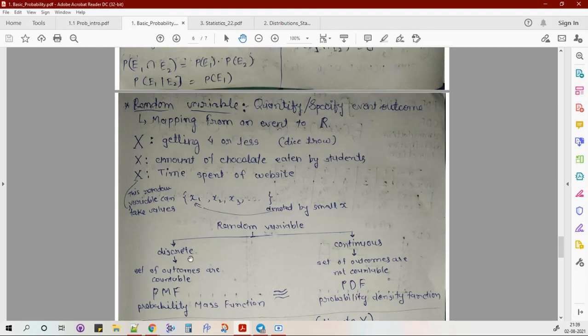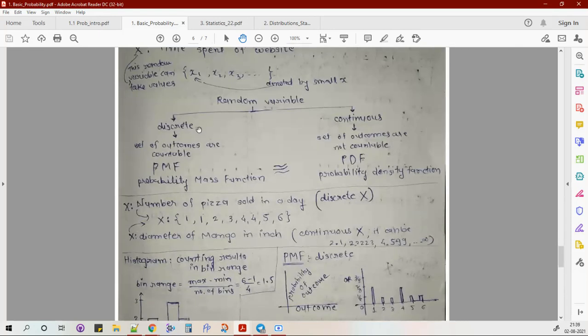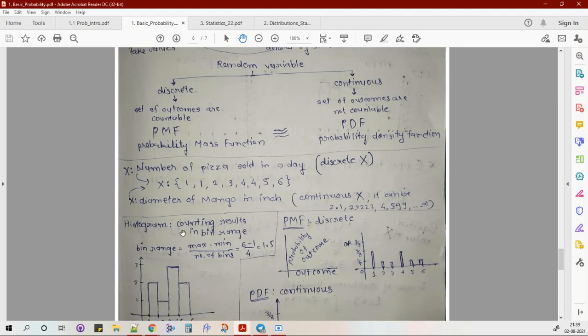It is nothing but the discrete random variable, correct? And if you have the discrete random variable, then for all your outcomes you can have the PMF. And what PMF is and what PDF is, let's discuss now. To understand the PMF and PDF, we first need to understand the histogram.